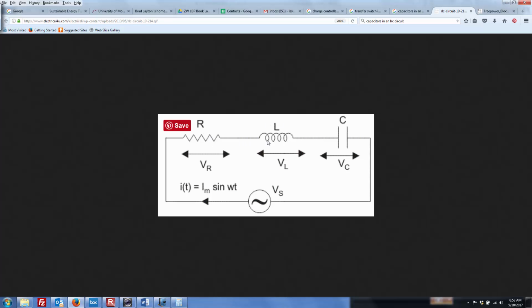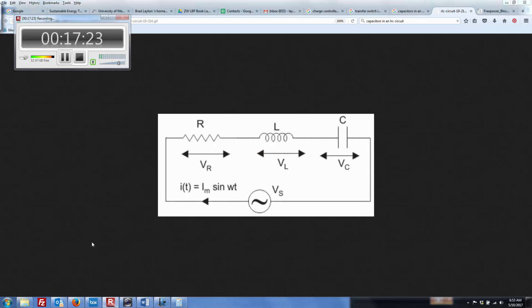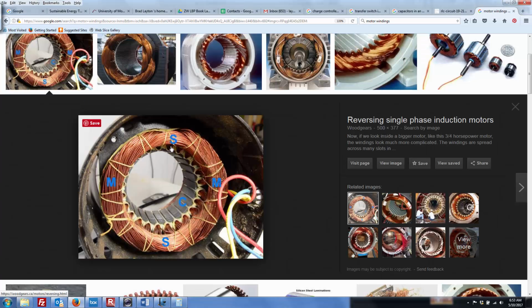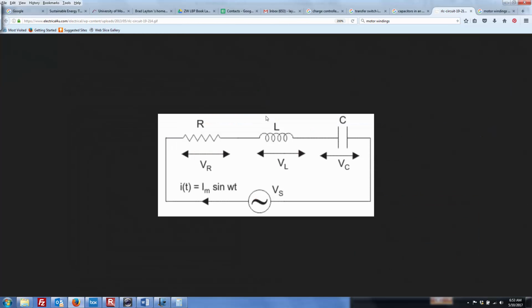This thing L, this is an inductor, and these are actually the windings in a motor. So you can see these little coils here. So if we go out, let's try to find a shot of a motor. So again, I just went out and checked out a motor. So this is the copper winding inside a motor, and that's really what we're looking at right here. So this is an inductor, and then what we're after in this problem is the capacitor.